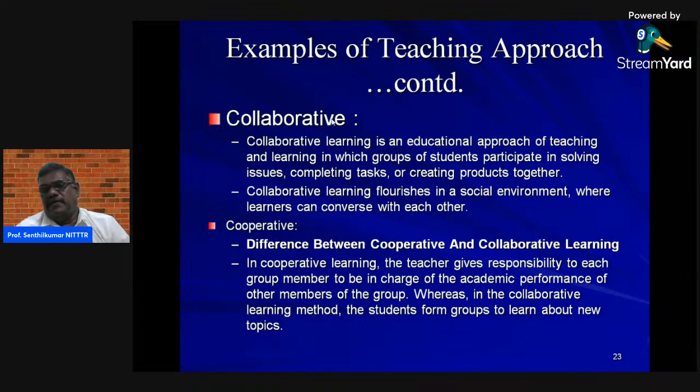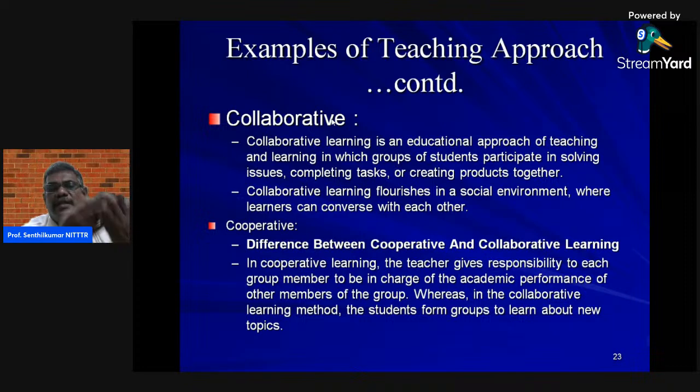cooperative and collaborative. In cooperative learning, the teacher gives responsibility to each group member to take charge of the academic performance of the other members. So in cooperative learning, the teacher gives a particular topic. You have to work on that one. So I have given, for example, that you have to find out about bioenergy. You have to design here a biomass gasifier. I give the particular task to the students. I have to fix it. And collaborative.